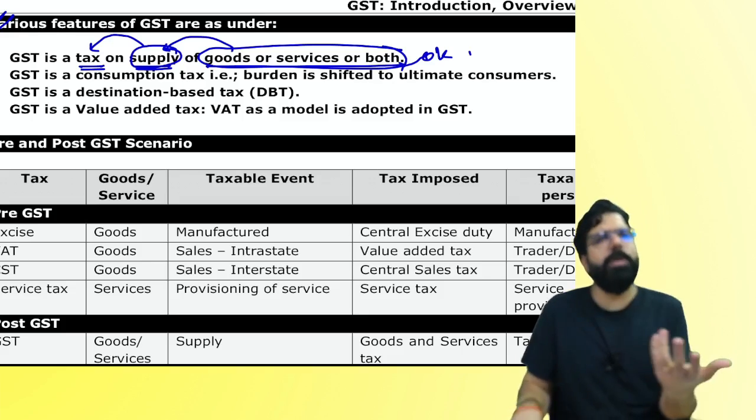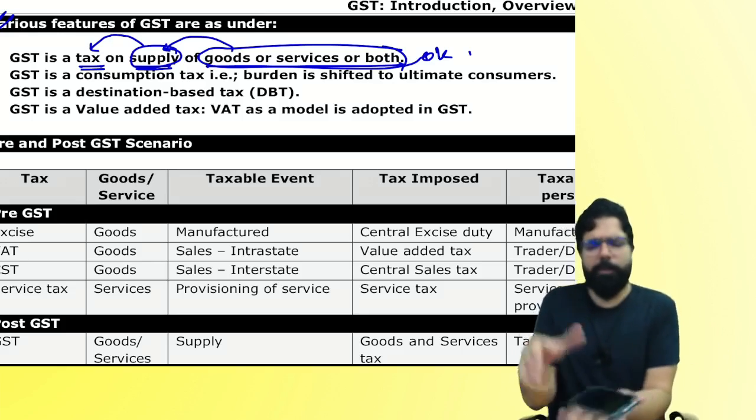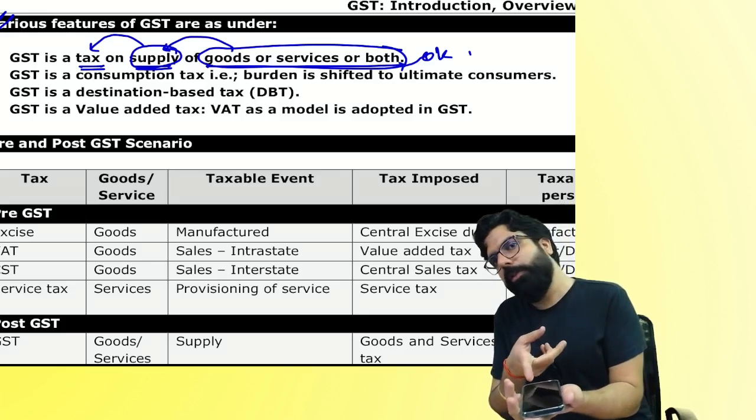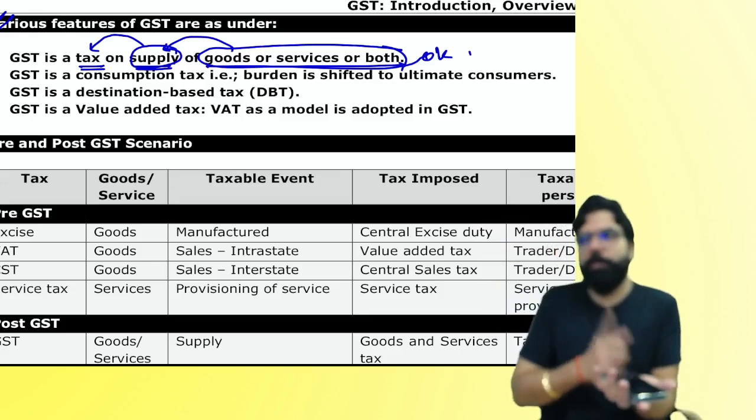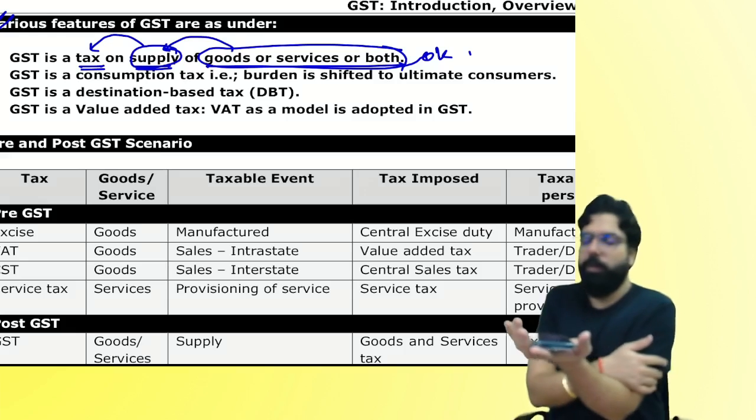Next. As of now, supply means what, everyone? I have this mobile phone. Can you charge GST on this? I have this mobile phone. Can you charge GST on this? Why yes, why no?